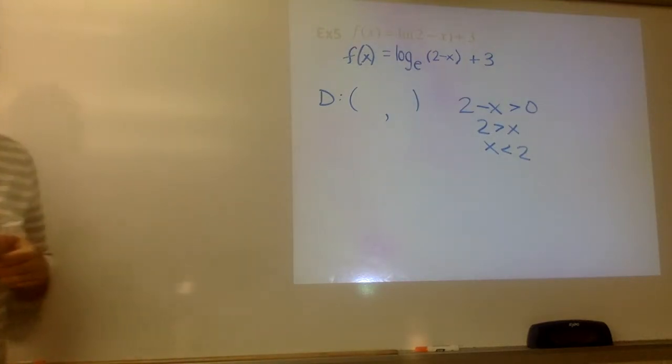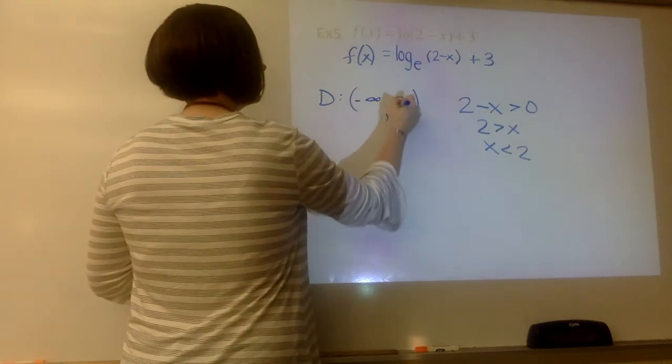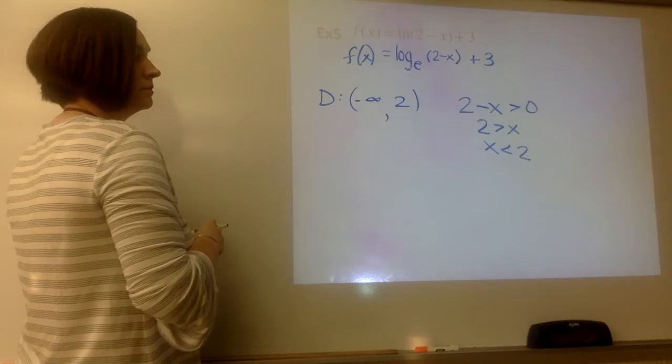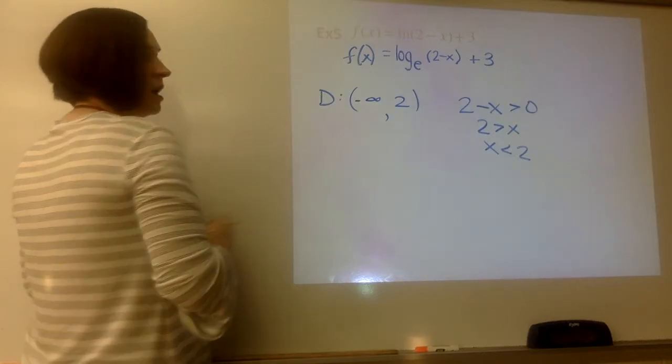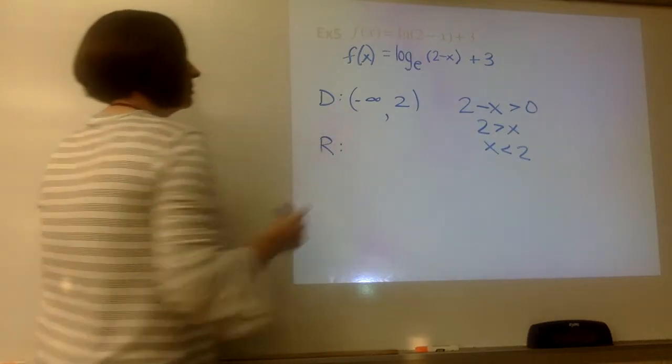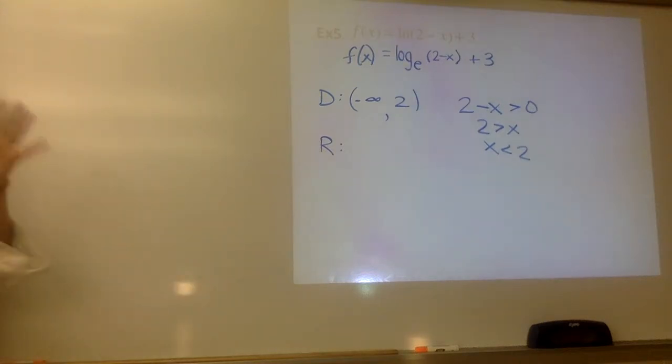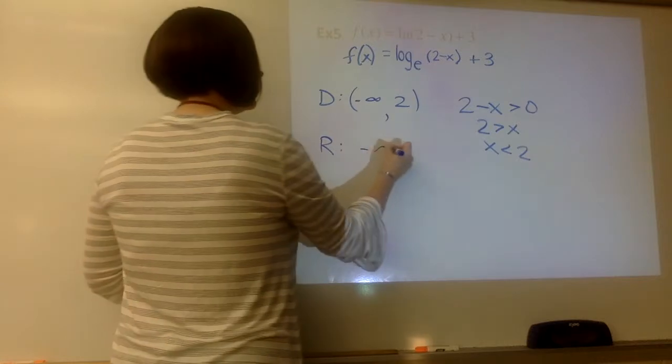Well, all the numbers less than 2. Negative infinity to 2. Perfect. All right, now let's talk about range. What do we know about all logarithmic functions' ranges? They are always negative infinity to infinity.